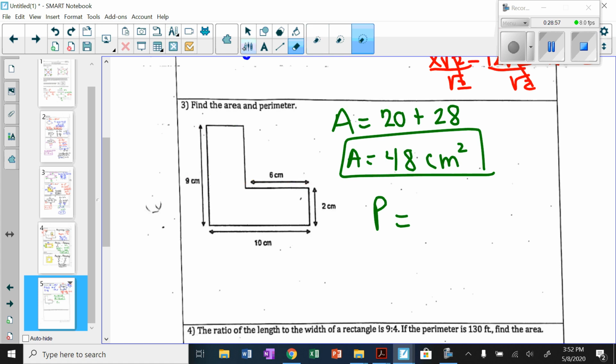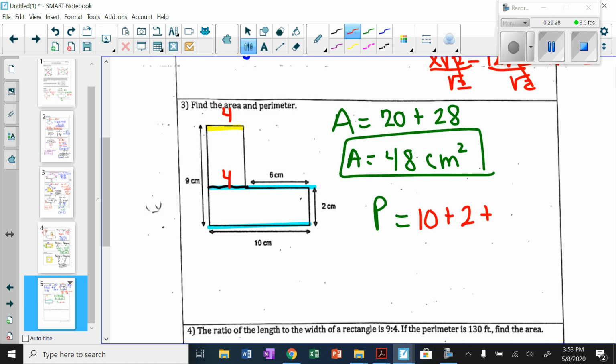Well, I'm going to draw this across to figure out, I need to find the length of this segment right here. So I'm going to draw that across, and I am going to say, well, the whole bottom of this rectangle is 10, which means the whole top is 10. So that has to be 4, which means the top is also 4. So now the perimeter, so we got 10. I'm going to work counterclockwise, plus 2, plus 6.